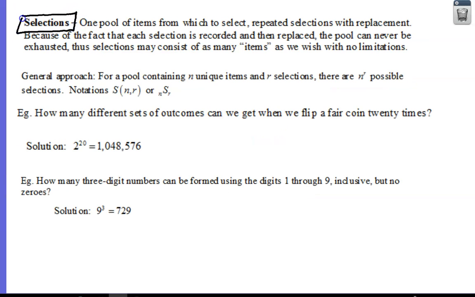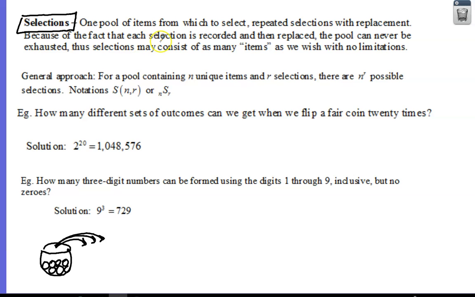Selections. Selections is when you have just one pool of items and then you select repetitively from that. So let's see, I'll try to do an easy one. Like if I had a bag or a bowl and I filled that bowl with marbles or something like that, and I was choosing items out of this and I kept choosing from this, right? Okay. That is a selection.